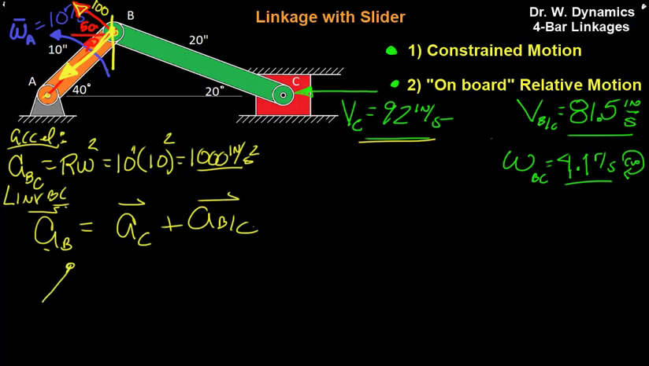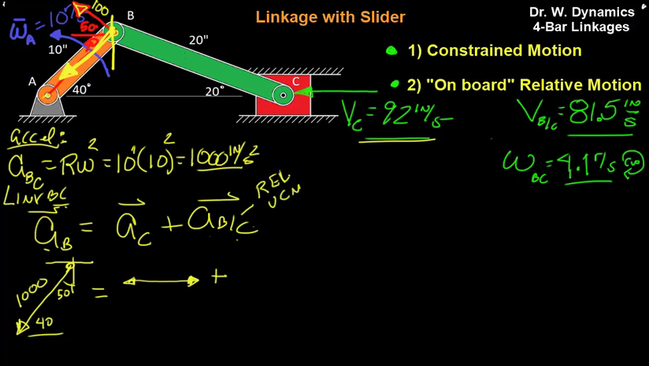So we have the centripetal of 1,000, and it has an angle of 40 at the bottom here, which makes it 50 up there. The acceleration of C, I don't know its value, but I do know that it has to be in the x direction only. That's one of our constrained straight line motions. Plus the acceleration of B with respect to C. That's relative uniform circular motion.